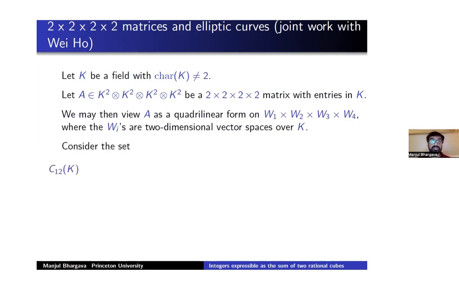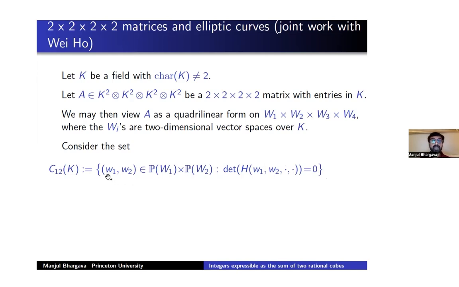And now we can consider this set. We'll call it C12 of K. Consider this set of little w1, little w2 in big W1 cross W2, such that if you plug w1, w2 into this quadrilinear form, you end up with a bilinear form on W3 cross W4. And so you can ask if the determinant of that 2x2 matrix is zero.